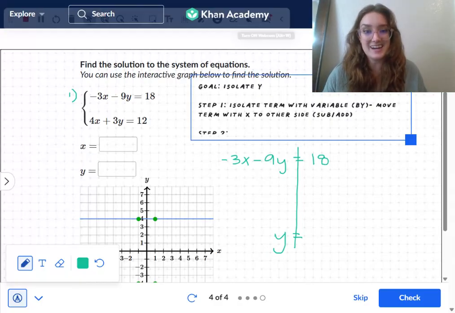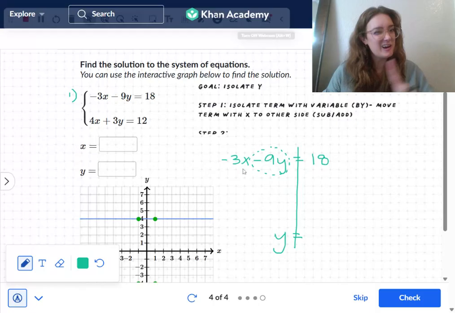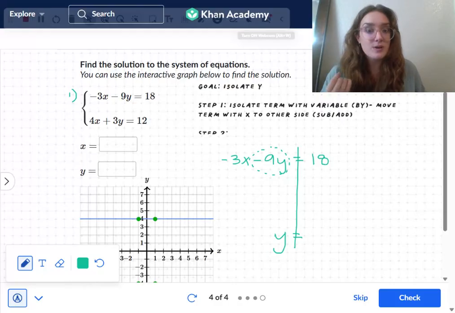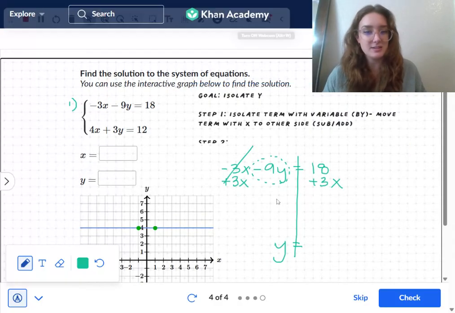Okay, step 1, isolate the term with the variable. We want to isolate this term here, by. How do we isolate it? We need to get rid of this negative 3x, move it to the other side of the equal sign. Whenever something is moving to the other side of the equal sign, we always need to use the inverse operation. That's why I said we're going to subtract or add. Because it's a negative 3x, the inverse, we're going to add. So we're just going to move it on over. Bam, they cancel. We're left with negative 9y equals positive 3x plus 18. But we're not quite done.